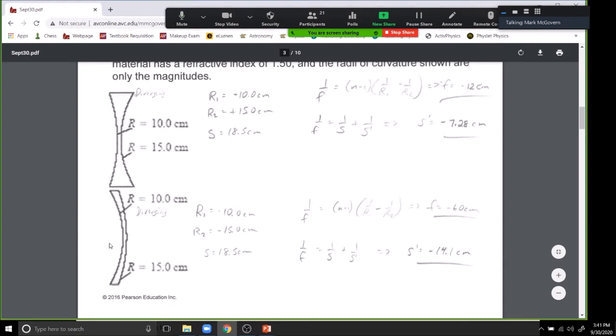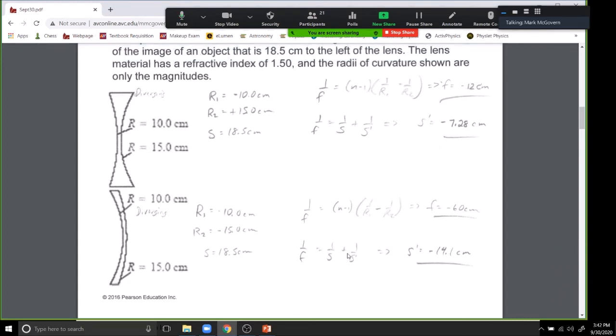Fantastic. Now, this one here, for our divergent lens, we've got two surfaces that are concave toward the light, so they're both negative radii. These are negative 10, negative 15. We end up with a negative 60 here. All right, object's at 18.5. So we put that through the equation, we get a negative 14.1. Again, virtual image, same side, good stuff. We got it. All right.